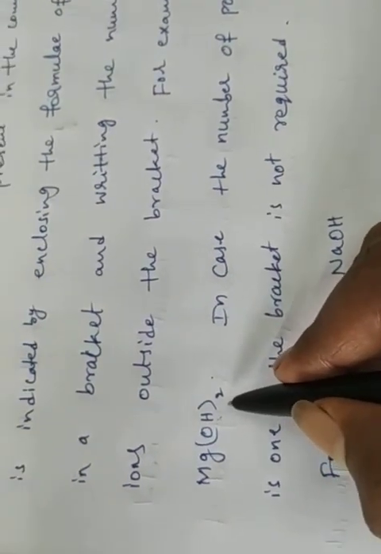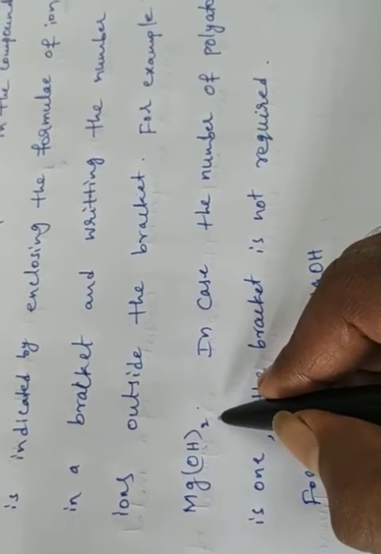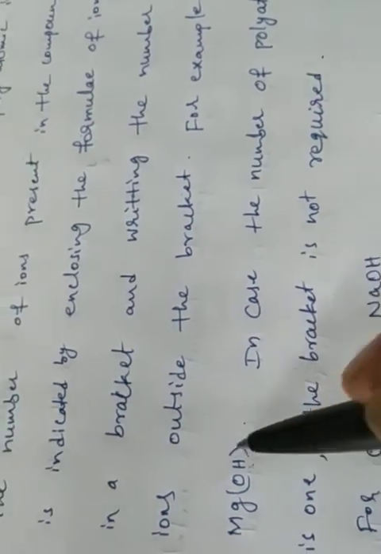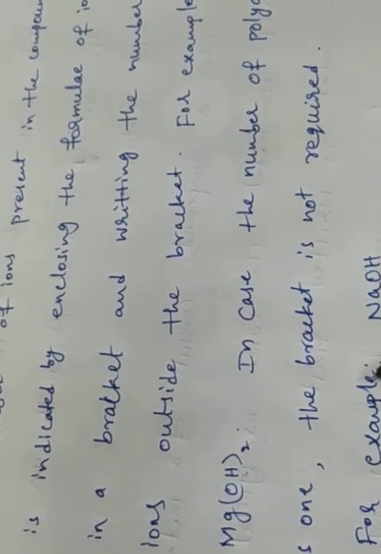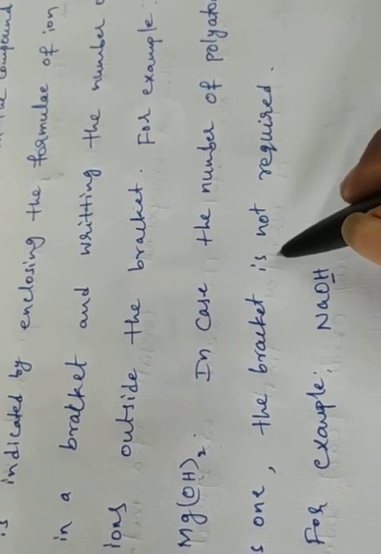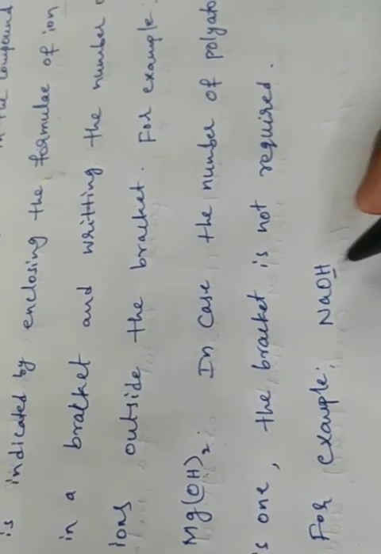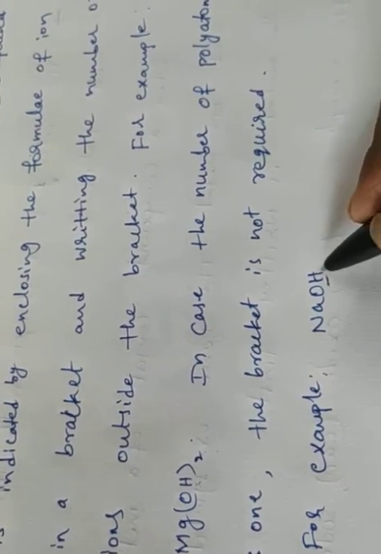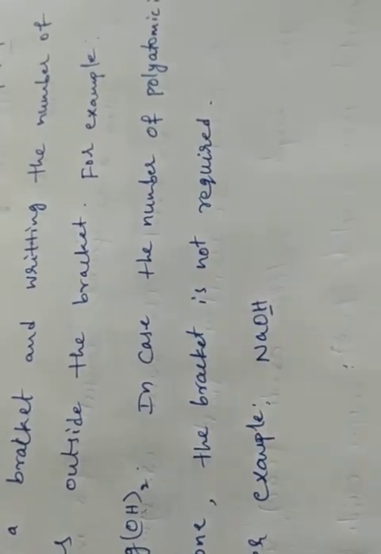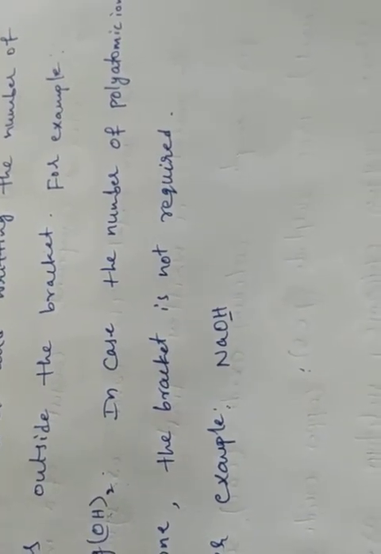In magnesium hydroxide, two ions are there. That's why we have to write the number of ions outside the bracket, and the polyatomic ion we have to mention inside the bracket. Here, in case the number of polyatomic ion is only one, the bracket is not required. We have to write directly NaOH. OH is a polyatomic ion, but here a single ion is there. That's why we write it simply. We do not mention the bracket, and we do not mention the number of ions also. One ion is there. We do not need to mention the ion number.